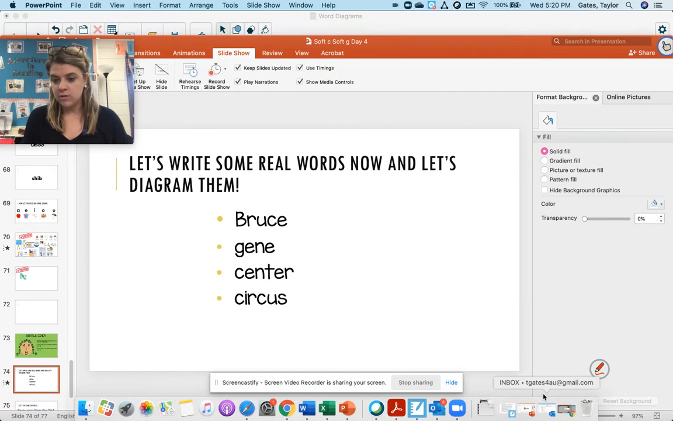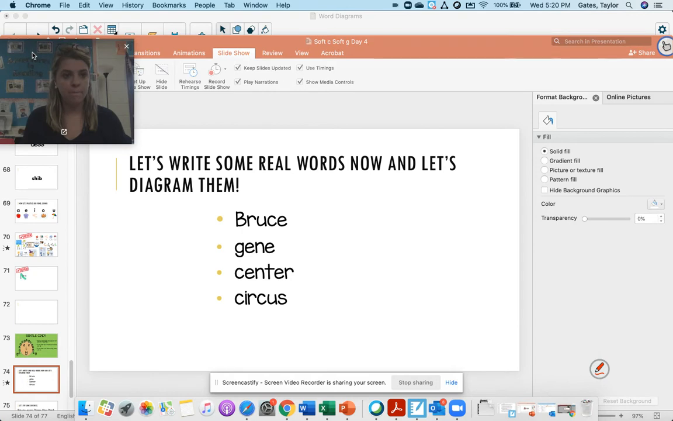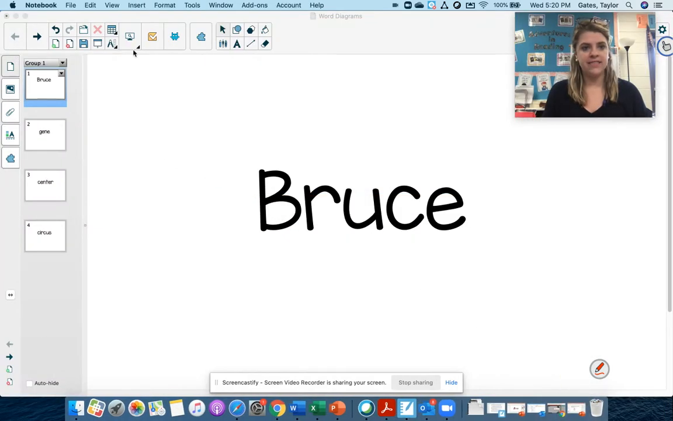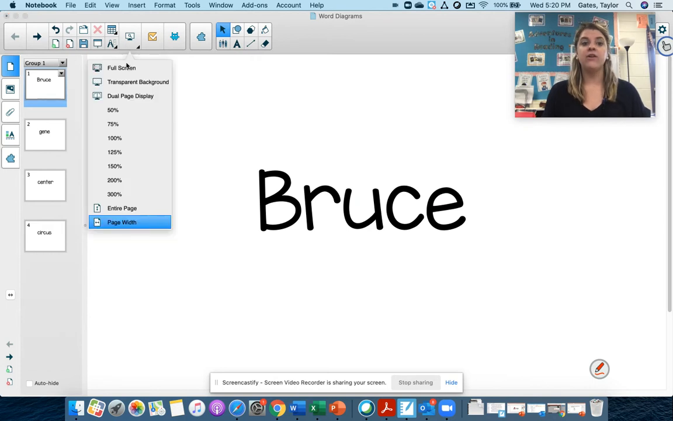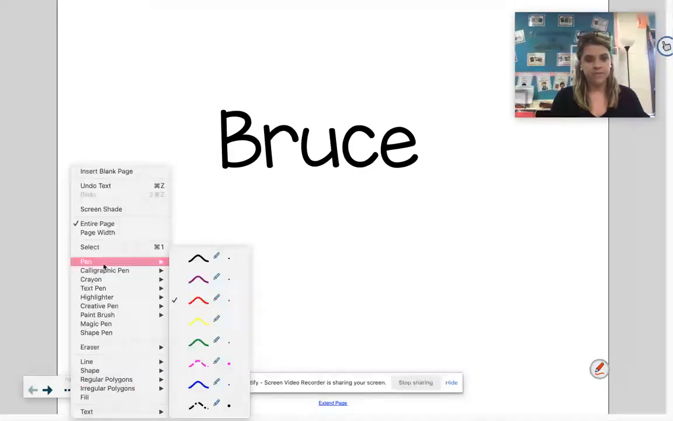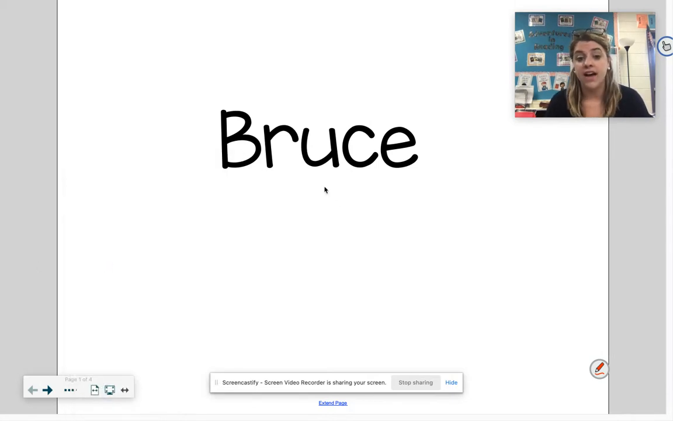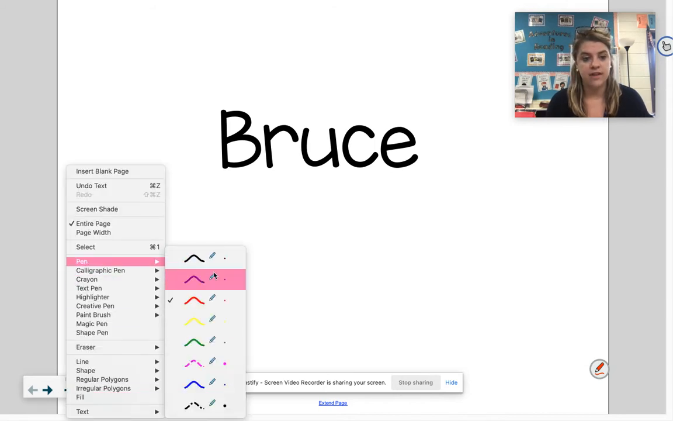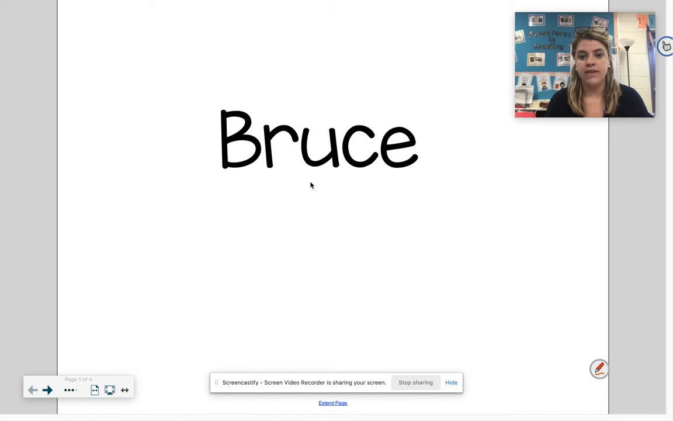All right, let's diagram these words. So here we go. I'm going to switch it over to my other presentation. And we are going to diagram our words. So your first word was Bruce, all right? Here we go. We're going to underline those first 2 vowels. All right? Why isn't that working? There we go. U, and an E.